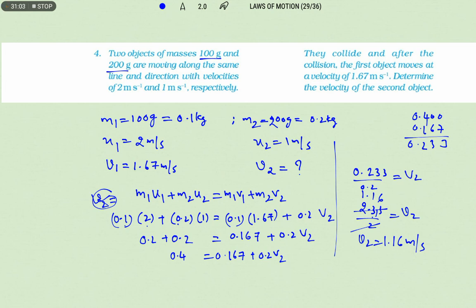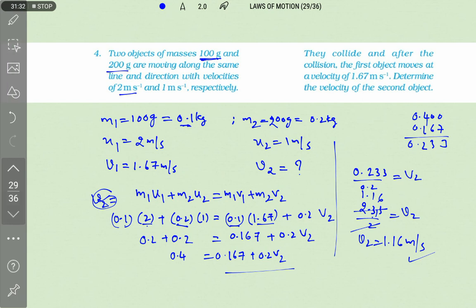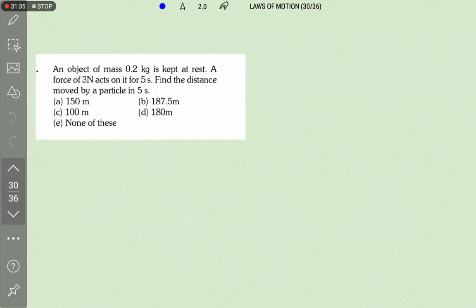Once again, check the values here. The first object is 100 gram, 0.1 kg, moving with the velocity 2 meter per second, right? And the second object is 200 grams, 0.2 kg, moving with 1, right? They collide, and the first object moves at 1.67, so 0.167 plus 0.2 into V2. So this is the velocity of the second body after the collision. Right, let us do one more.